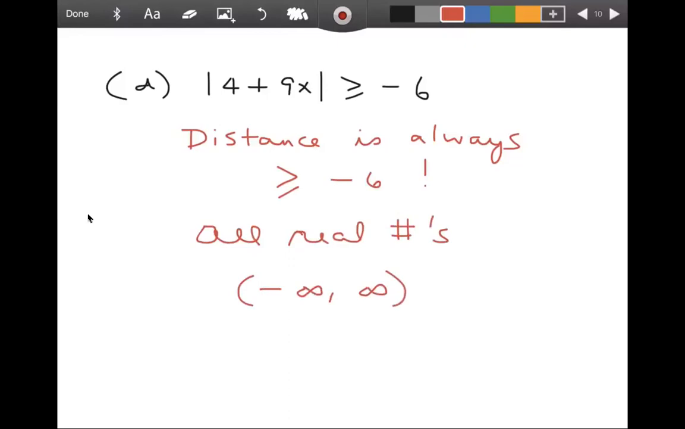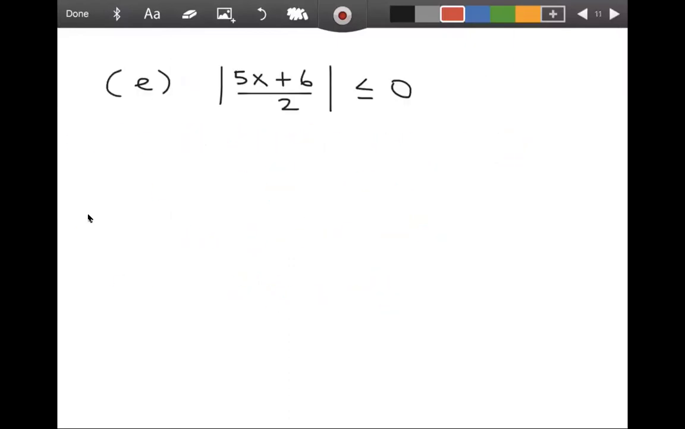All right, and the very last example, the absolute value of 5x plus 6 over 2 is less than or equal to 0. So this one is saying that the distance is less than or equal to 0. Remember, less than or equal means just that. It's saying it's either less than 0 or it's equal to 0. Well, distance can't be less than 0. Can it be equal to 0? Well, yes, it can. Okay.